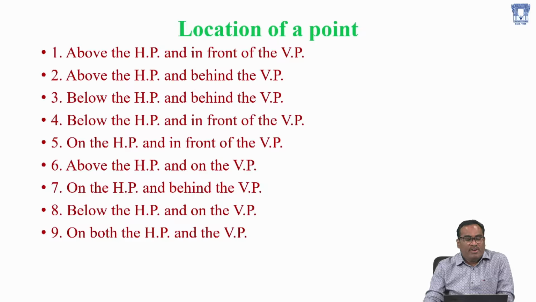Above HP and on the VP: again, this is the first quadrant. On HP and behind the VP: second quadrant. Below HP and on VP: this is the fourth quadrant. On both HP and VP: this is also the first quadrant. These are the many ways you can define a point with respect to HP and VP.